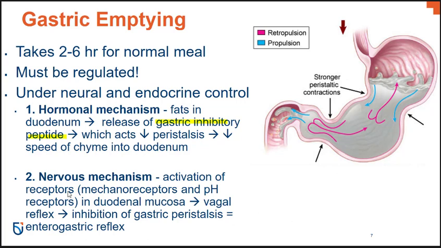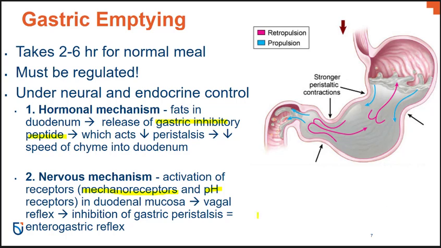Nervous control results from receptors found within your duodenal mucosa that are very sensitive to the presence of both acid, so pH changes, and distension. The distension is related to the mechanoreceptors, and pH is related to the acidity. So they're sensitive to these variables.